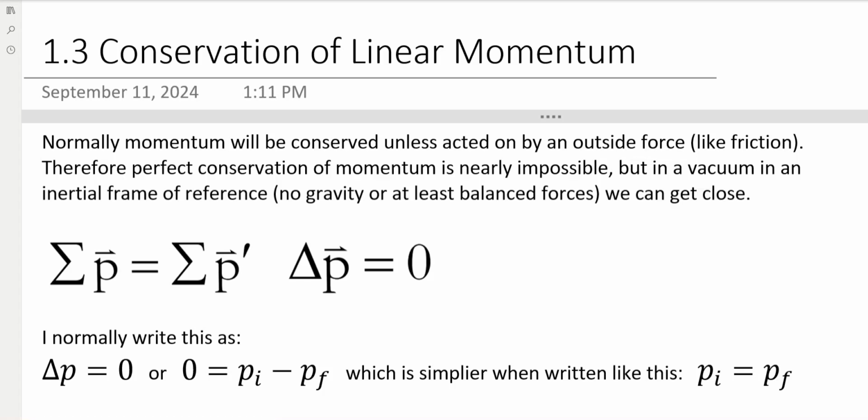Hello and welcome to my video lesson 1.3 on the conservation of linear momentum. Normally, momentum would be conserved unless acted on by an outside force. So in a lot of our situations, we're going to be talking about a non-frictional situation, like a rolling ball. A pool ball has very little friction. There will be some, but we'll just assume no friction. Or we can be in a vacuum when we do this, or on ice. But basically, momentum is conserved unless there's another force.